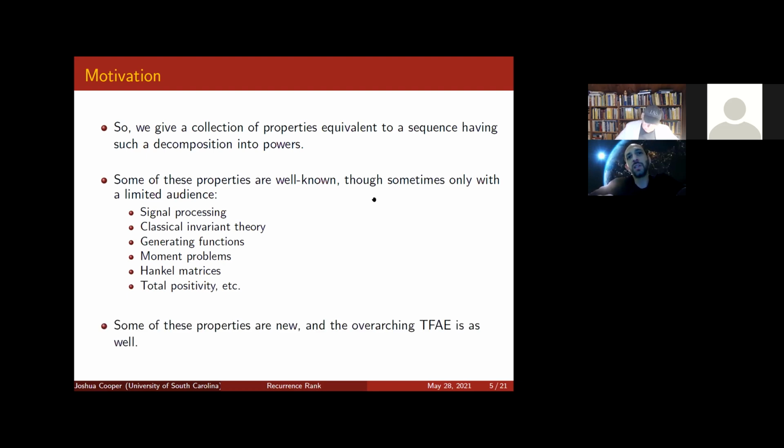So some of the properties I'm going to list are genuinely new. Some of them are not. It's a little hard to even attribute some of them because they're all over the place in these areas. I'm also not an expert in most of those areas. The TFAE I'm going to state, there are actually two of them, that's also new.